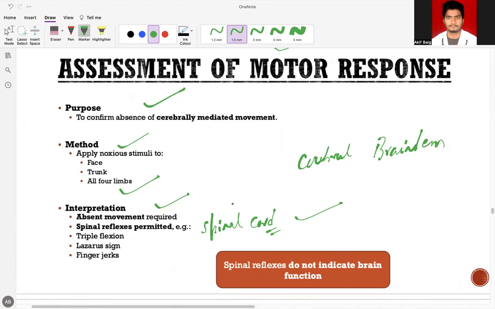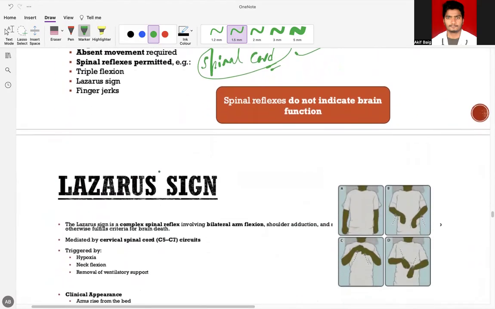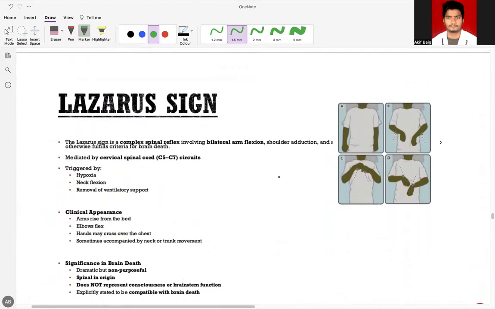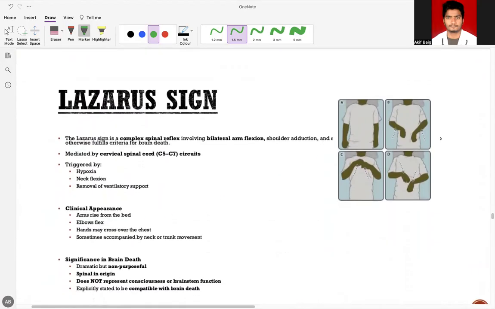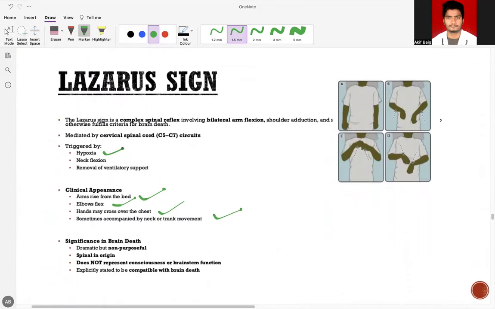This is called spinal reflexes, and the presence of spinal reflexes does not mean that the patient is alive. A patient can be brain dead with the presence of spinal cord reflexes, which are three things. First is the Lazarus sign, where the patient can suddenly flex his arm. The arm raises from the bed, the elbow flexes, and the hands may cross over the chest, as you can see here, sometimes accompanied by neck or trunk movement. It is triggered by hypoxia, removal of ventilator support, or flexion of the neck, and it is mediated by C5 to C7, that is the cervical spinal cord.